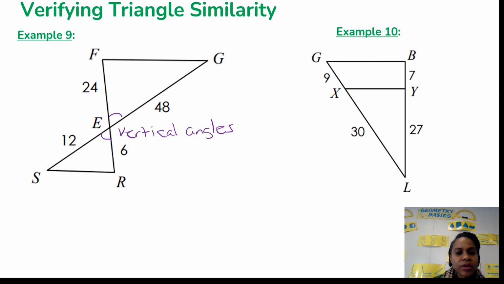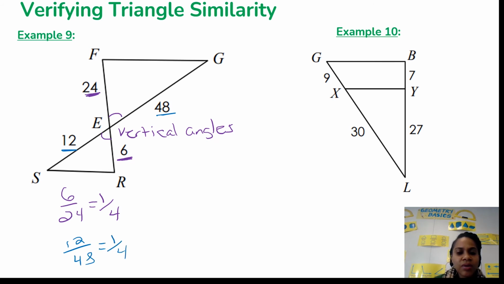So our shorter sides for each triangle have a length of 6 and 24. So that is FE and ER. So we can write that as a fraction, 6 over 24. And let's go ahead and reduce because we can, and that reduces to 1/4. Our larger sides are 12 and 48. 12 over 48 reduces to 1/4.